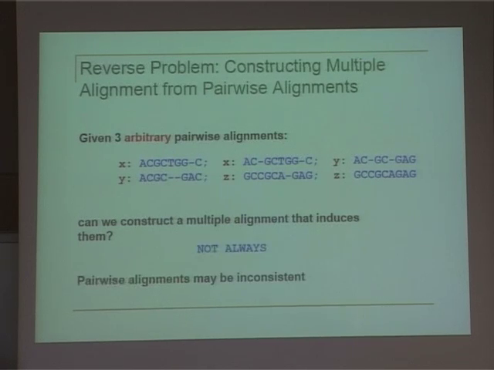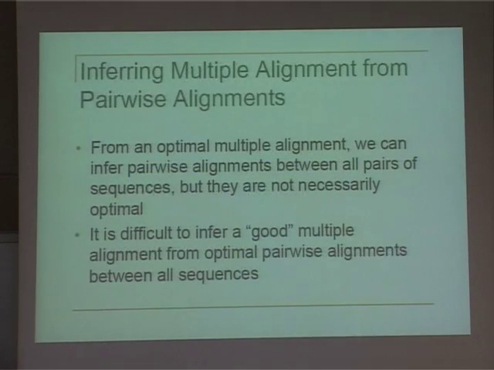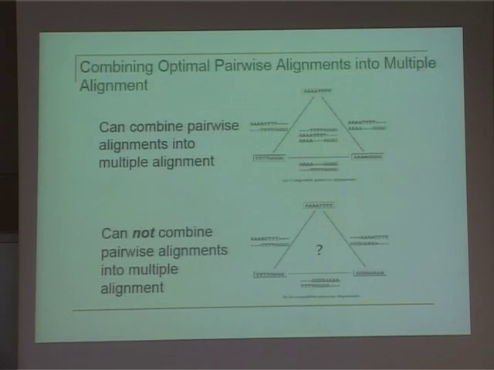And the answer, as already said, is that it's not always possible. If you combine pairwise alignments together, you cannot just put all these alignments on top of each other, because there are going to be inconsistencies between them. And from an optimal multiple alignment, the pairwise alignments induced by it are not necessarily optimal pairwise alignments. So here's an example from the book, but the fonts are too small.